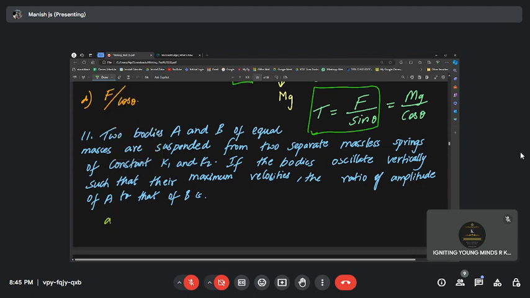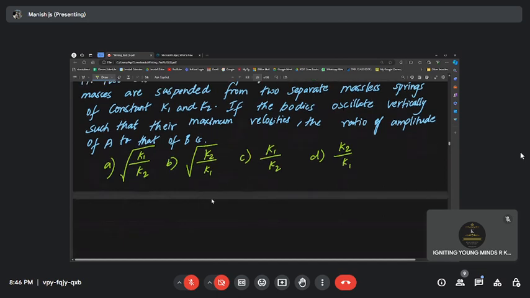Option A, first option, under root K1 upon K2. Option B, under root K2 upon K1. Option C, just K1 upon K2. And option D, K2 upon K1. Okay, so these are the options.